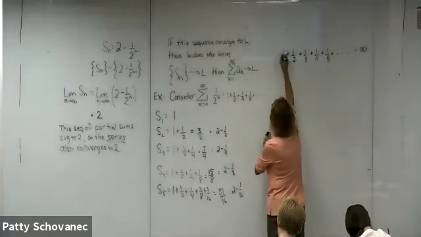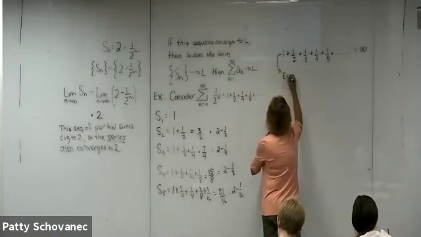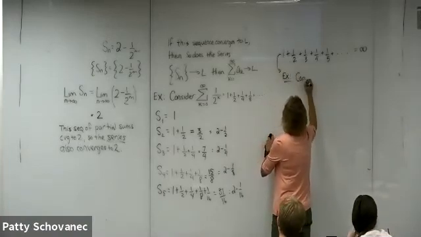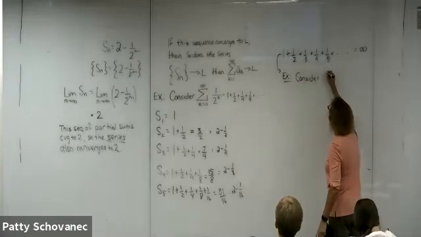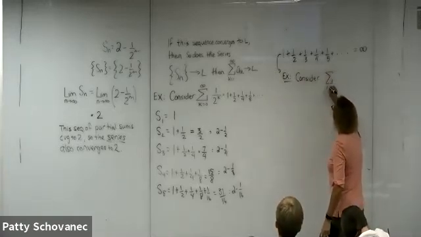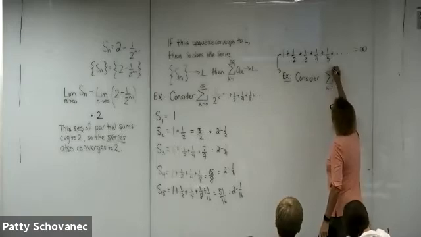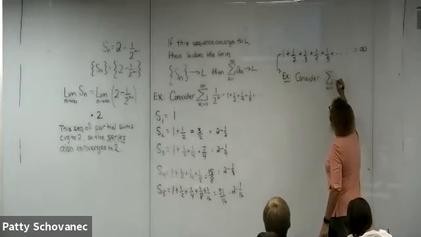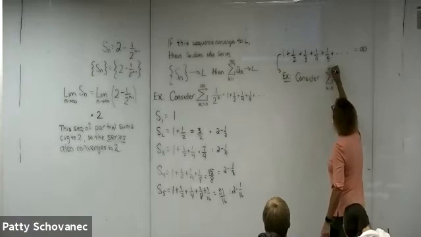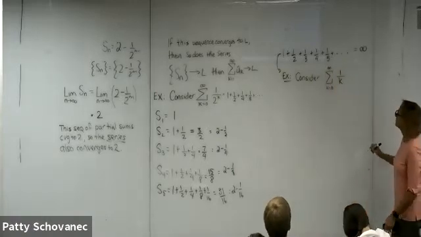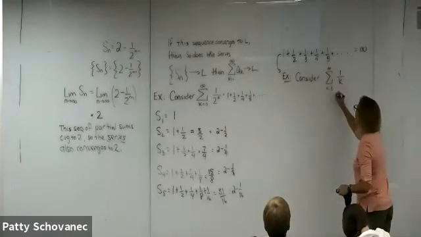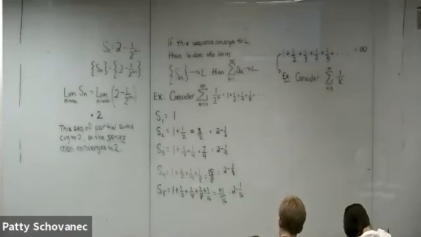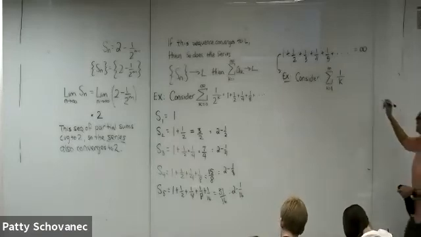So, next example. Consider... how are we going to write that as a general term? 1 over n? Let's start at 0. Or 1 over k. Oops, I can't start at 0, you have to start at 1. So 1 over 1 plus 1 over 2 plus 1 over 3 plus 1 over 4, and so on.